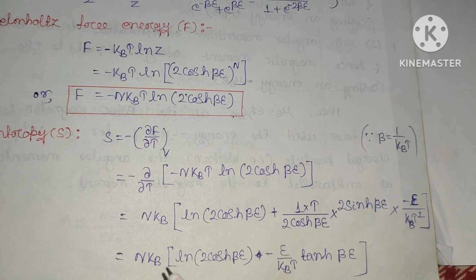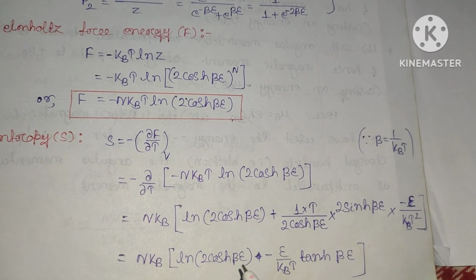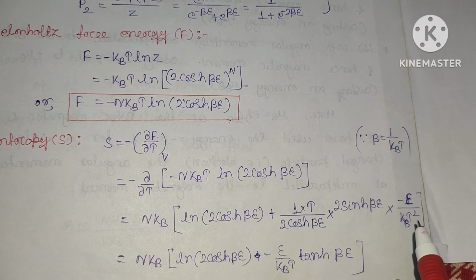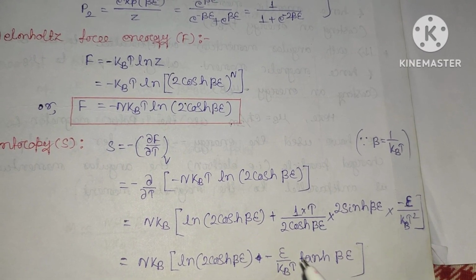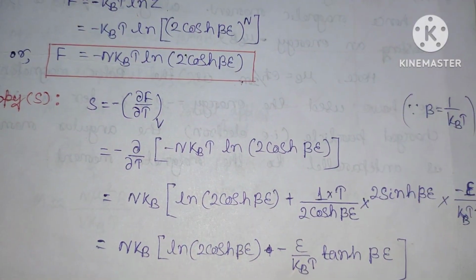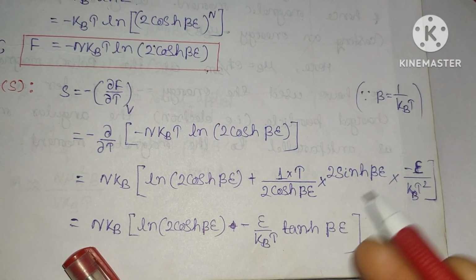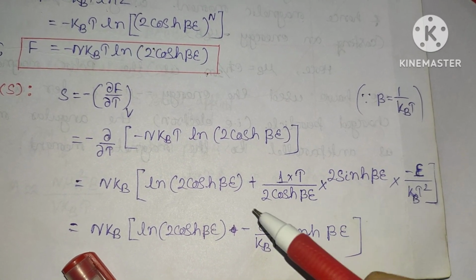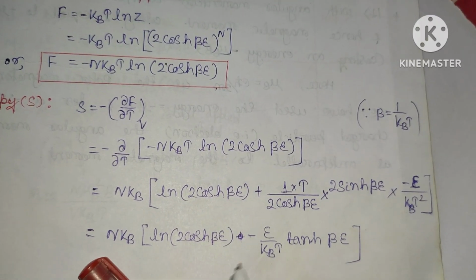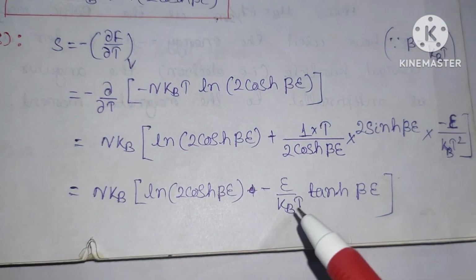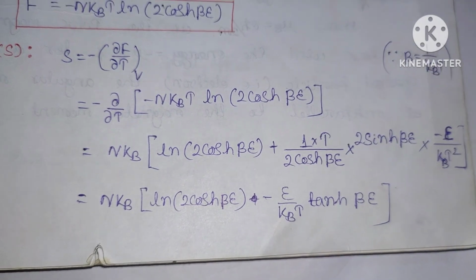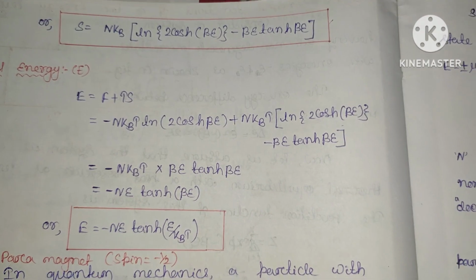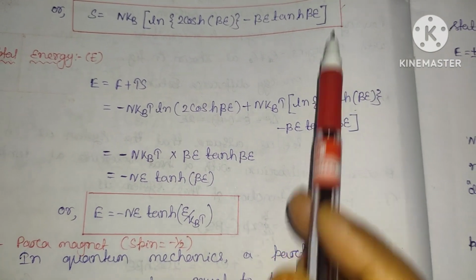So this will become nk ln 2 cosh βε minus ε divided by kBT. The 1/T gets cancelled with this, so we have ε divided by kBT, and sinh βε divided by cosh βε will be tanh βε. The 2 gets cancelled. So the entropy will become this, or simply we can write 1/kT as β. So S will be nk ln 2 cosh βε minus βε tanh βε.